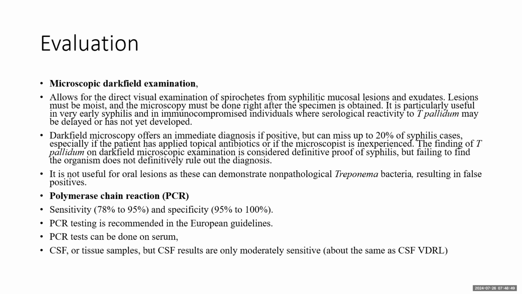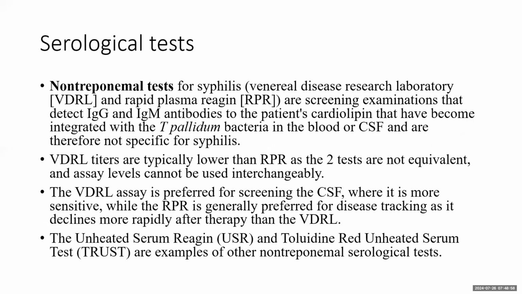Evaluation: microscopic, we can do the dark field examination. We can do polymerase chain reaction for syphilis. Then the non-treponemal tests, which include the VDRL and the rapid plasma reagent tests, are screening tools for syphilis. The VDRL detects IgG and IgM antibodies to the patient's cardiolipin, so we can have false positive tests in leprosy and in connective tissue diseases.